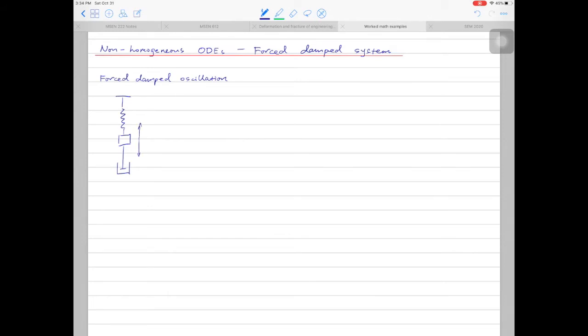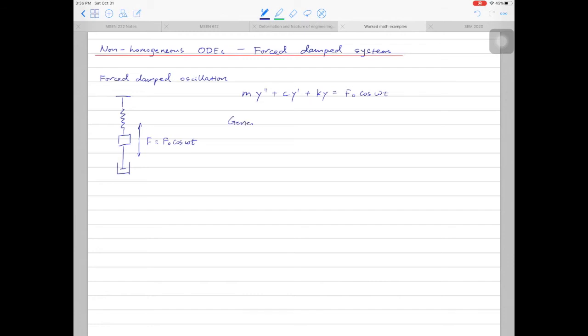Now we apply an external force. This is the forced damped oscillation. The force can vary as a function of time. Say force is equal to F0 cos omega t. The general expression can be written down as my double prime plus cy prime plus ky equals F0 cos omega t, where m is the mass, c is the frictional constant, k is the spring constant, t is time, and y is displacement.